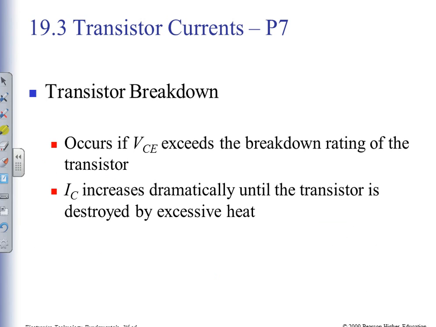Transistor breakdown occurs if the voltage collector to emitter exceeds the breakdown rating. And this could be catastrophic, destroy it, heat, all kinds of cool stuff. As a bare minimum, you're going to have distortion. So if you have some audio amplifier, you don't want to go into saturation or into cutoff, because if you do, you're going to have distortion of your signal.